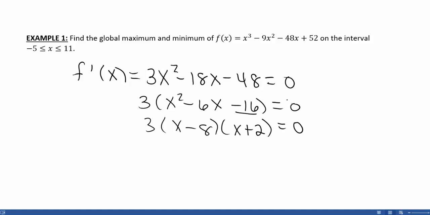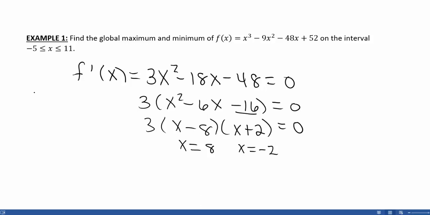So again, I have 3 things multiplied together equals 0, and I need to figure out what values will make each of those pieces equal to 0. 3 will never be 0. X equals 8 will make the first parenthesis 0, and x equals negative 2 will make the second parenthesis 0. So my critical points are 8 and negative 2. Now at this point, I need to check to make sure that they're in my given interval. So I'm considering x values between negative 5 and positive 11. Both of my critical points fall within that interval, so I can use them both.